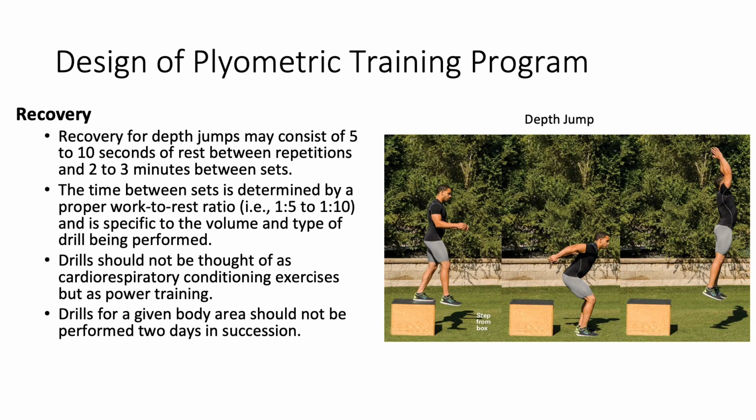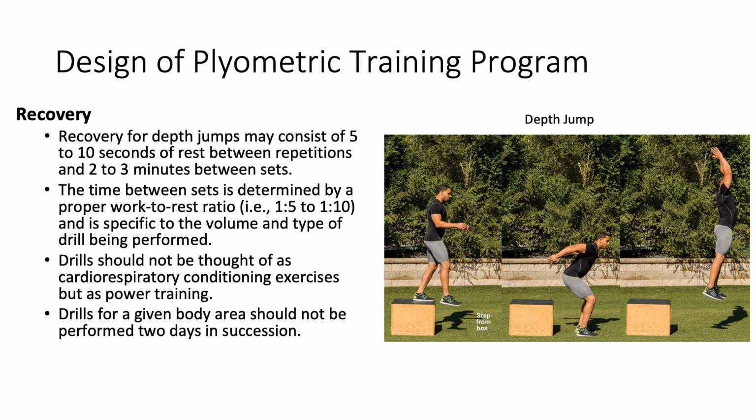Since plyometric drills involve maximal effort to improve anaerobic power, complete and adequate recovery time is necessary. Recovery for depth jumps may consist of 5 to 10 seconds of rest between repetitions and 2 to 3 minutes between sets. So the work to rest ratio would be 1 to 5 or up to 1 to 10. The work to rest ratio will be dependent on the volume and the type of drill.